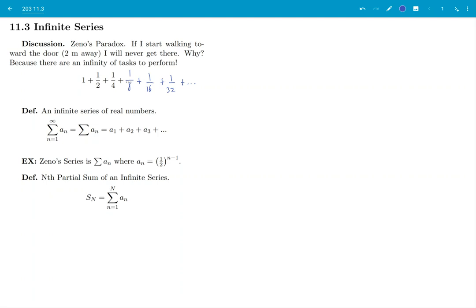Of course, this is not true. It's just you're dividing the number 2 into smaller and smaller pieces. But this gives us an example of what's called an infinite series. So you can think of it as a sequence, but instead of commas, we have plus signs. So we're adding everything up rather than just treating it as a numbered list.